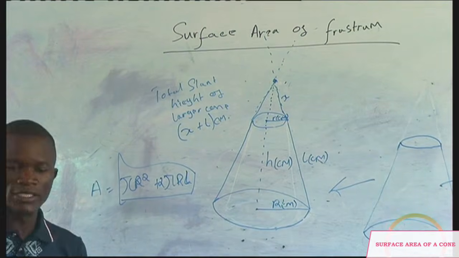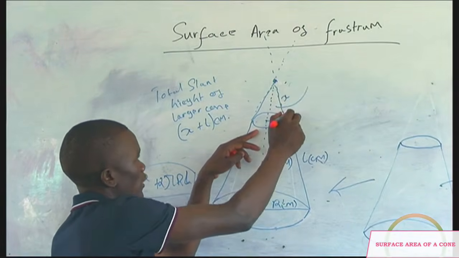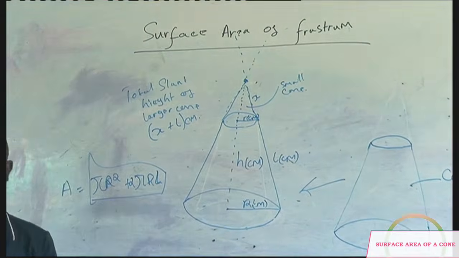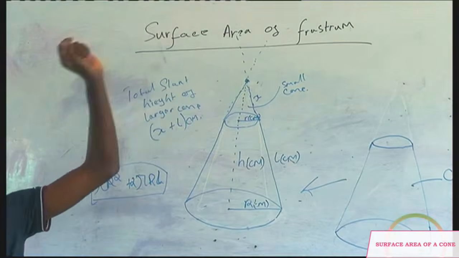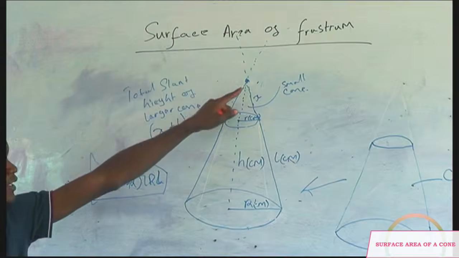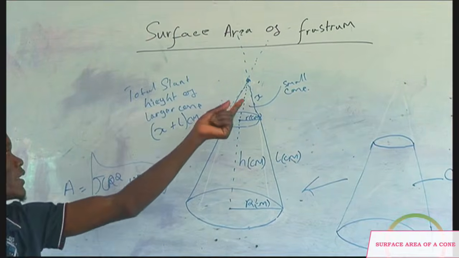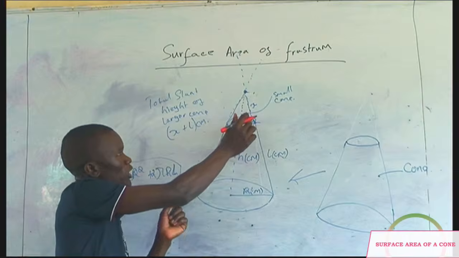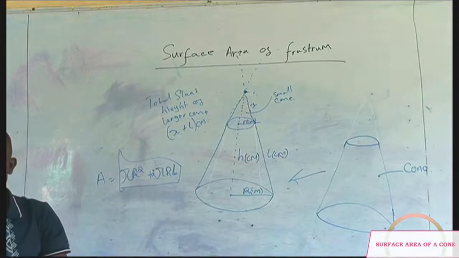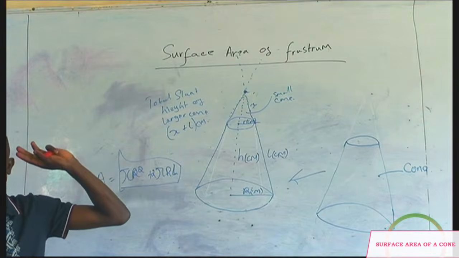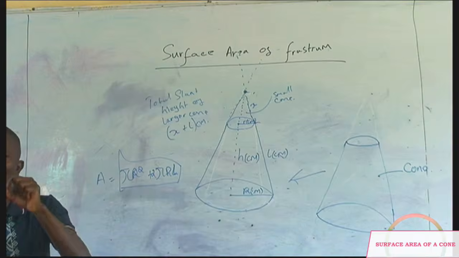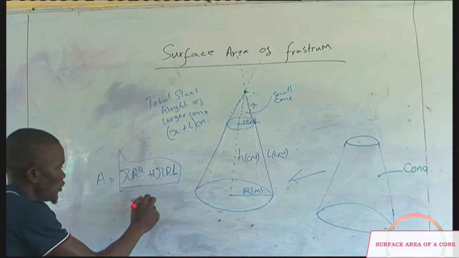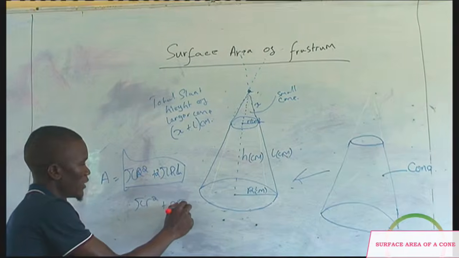Then the next thing we need is the surface area of the smaller cone, the cone of the upper part. What is its slant height? The slant height of that cone is this x you are seeing now, the distance from the smaller circle to the point where the two slant heights are meeting. How do we get the surface area of that small cone again? It is given by pi r squared plus pi r L.